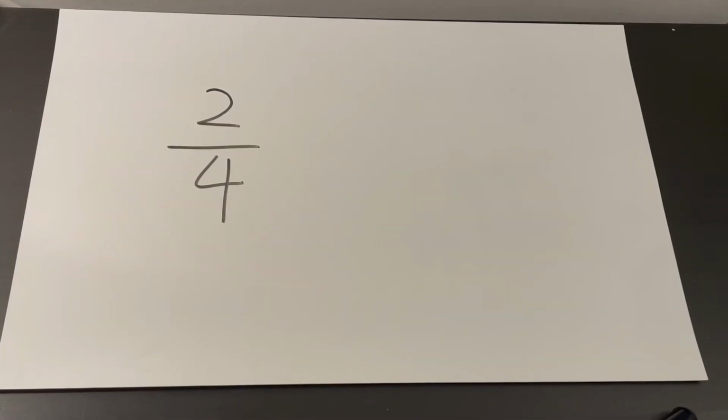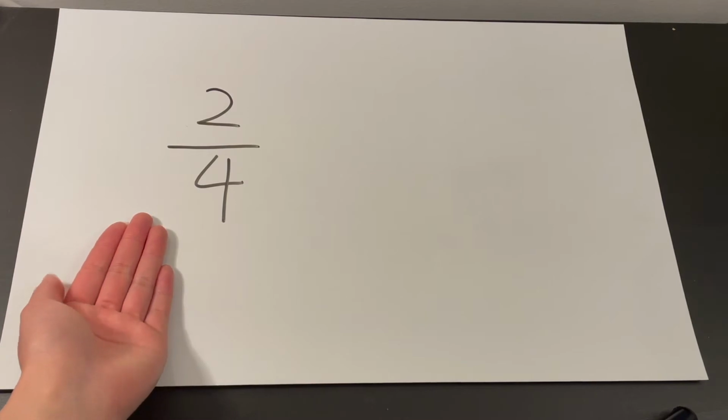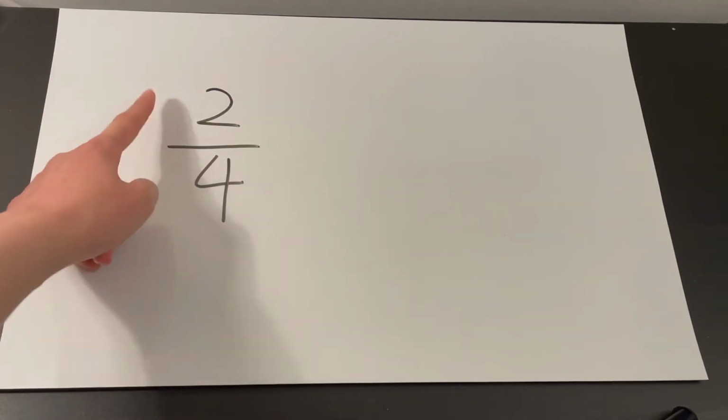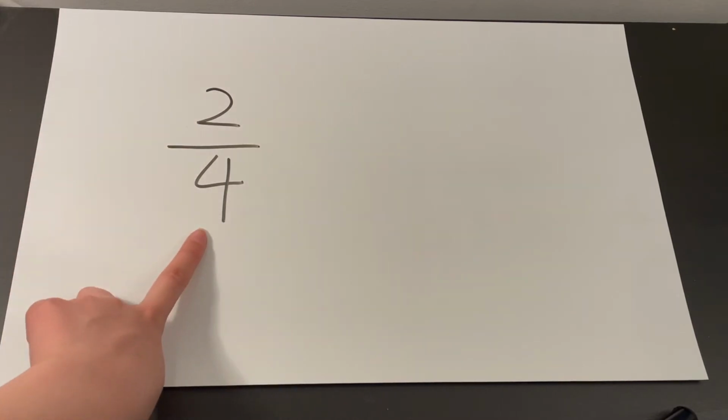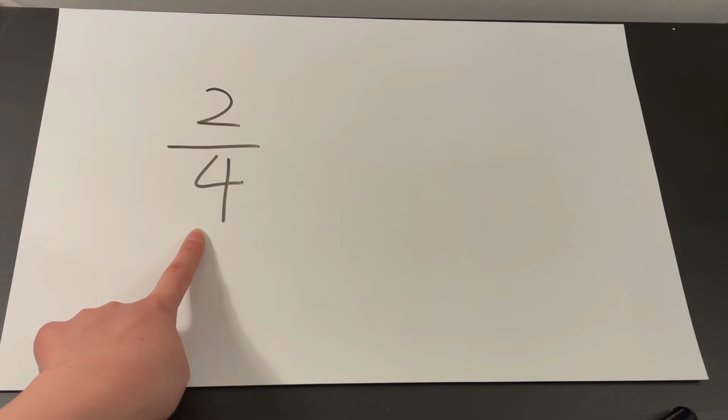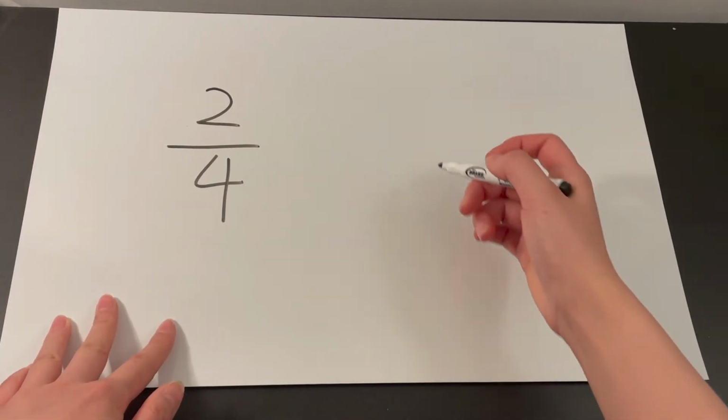Let's get started. Do you remember what a fraction is? A fraction shows a part of a whole. For example, 2/4. 2 is the numerator. It means how many parts we are talking about. The bottom one, 4, is the denominator. This means the total number of parts. Or we can use a graph to explain.